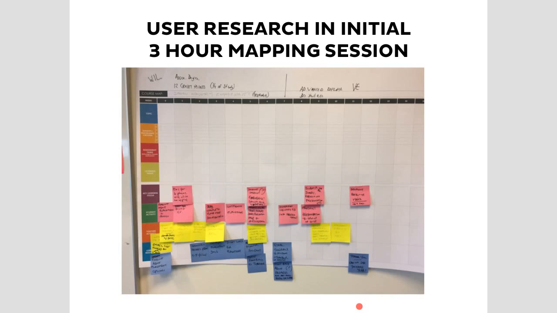And what we did is we did some user research in an initial 3-hour mapping session. So what you see on this picture is actually a traditional course map, which has got weeks 1 through 14 already kind of pre-mapped out.